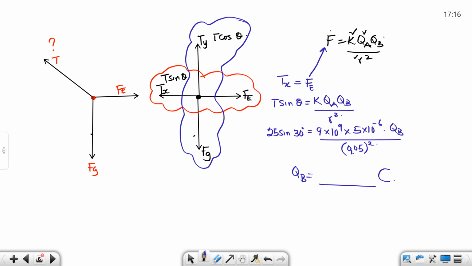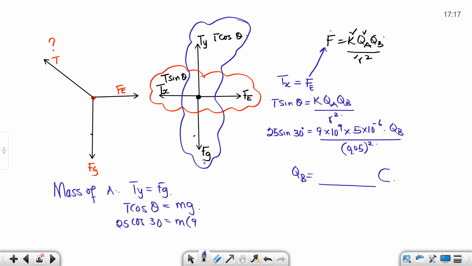So they can even ask you to calculate the mass. If I want to look for the mass of object, the sphere A, check here. Mass of A. Mass is in there. So vertical forces are what? At equilibrium. So I know my TY equals what? FG. T cos theta equals what? Mg. Do we know T? Yes. 25 cos 30 equals M times 9.8. Whatever answer you get in kilograms. We're done, ladies and gentlemen.